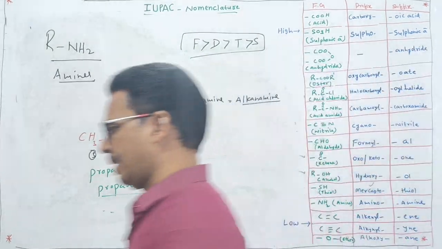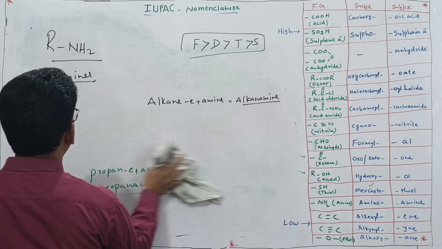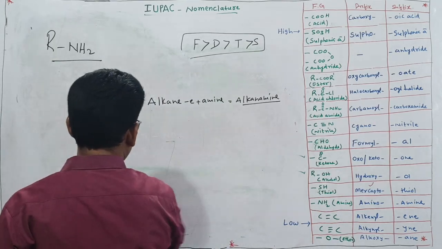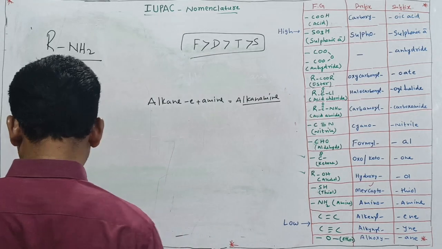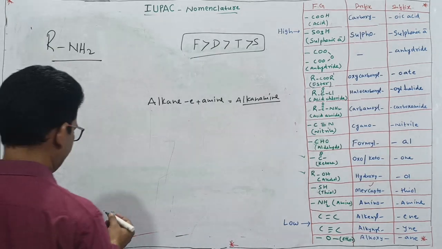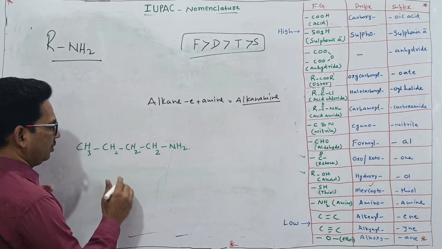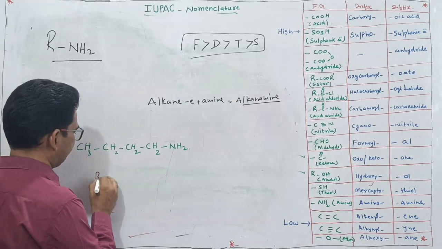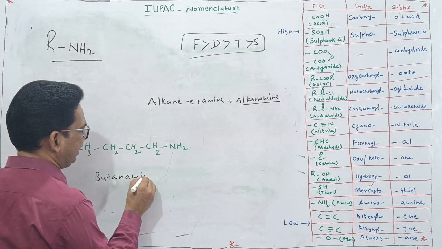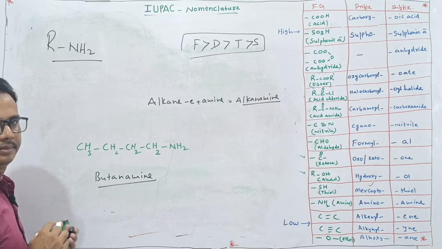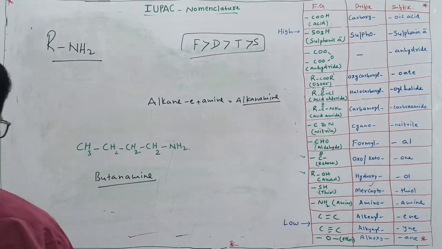Okay, now I will give one more example, a little difficult one. If everything is easy it will not be understood; some compounds should be difficult. What is the name of this one? How many carbons does it have? 4 carbons. 4 carbons means butane minus e plus amine: butanamine. Okay. Then next we will go for the ethers.